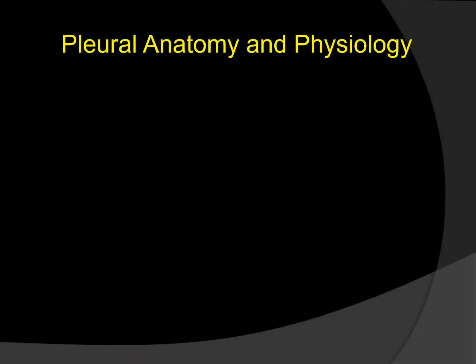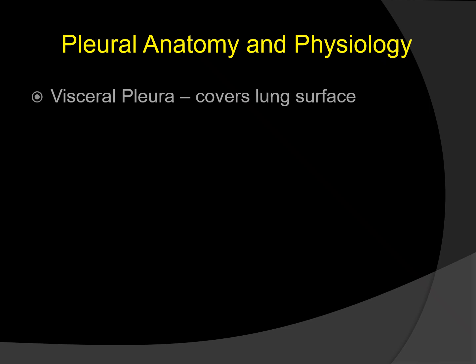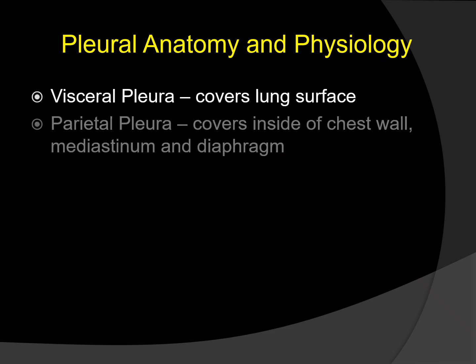Let's discuss pleural anatomy and physiology. The visceral pleura covers the entire surface of the lung, where the parietal pleura, which is a reflection of the visceral pleura at the apices and along the lateral edges, covers the inside of the chest wall, the mediastinum, and the diaphragm.